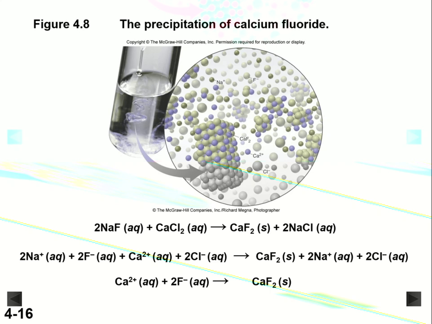So how do we know that calcium fluoride is going to precipitate? Well, we know by doing the experiment, but we also have a set of rules that allows us to predict a very large number of ionic reactions and whether they'll occur or not. So for example, if I took sodium fluoride and reacted it with potassium chloride, nothing would happen. There would be no net ionic equation because all the ions are soluble.